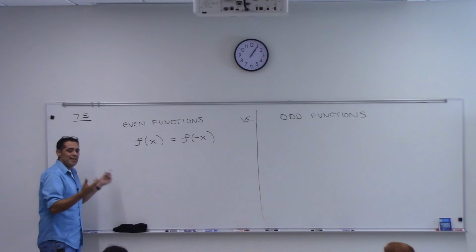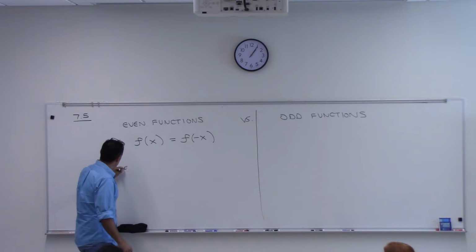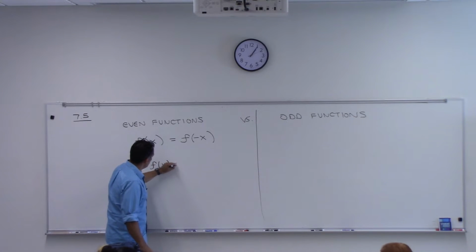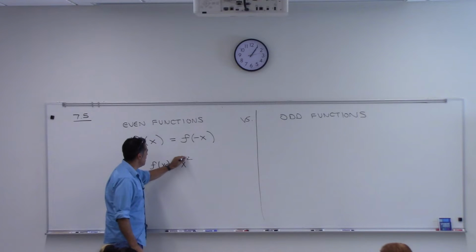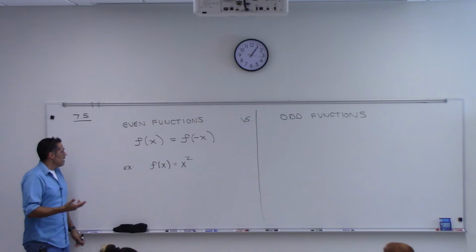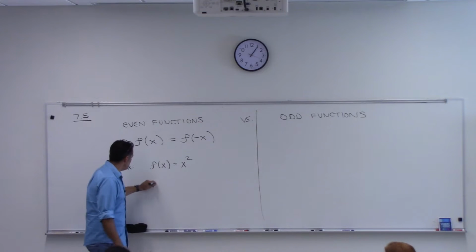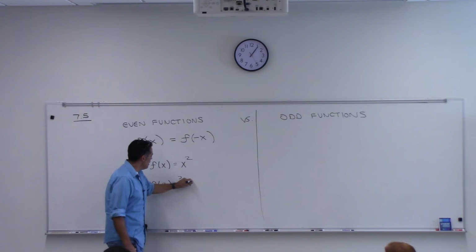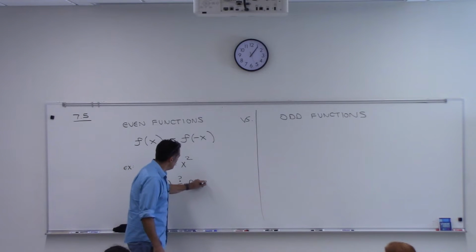Let me give you an example of an even function. f(x) = x squared. The reason it's even is because if I plug in a random value, how about 3, do I get the same answer if I plug in negative 3?